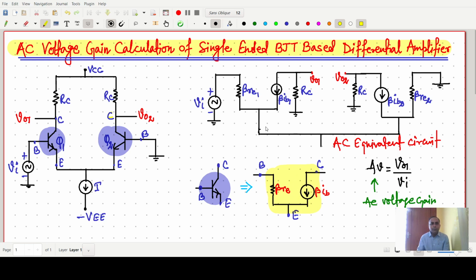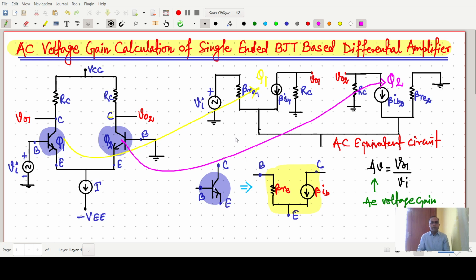So the corresponding transistor Q1, this one, is modeled as this. This one is our transistor Q1, and the other one is our transistor Q2, this one for the Q2. So Q1 transistor, Q2 transistor.